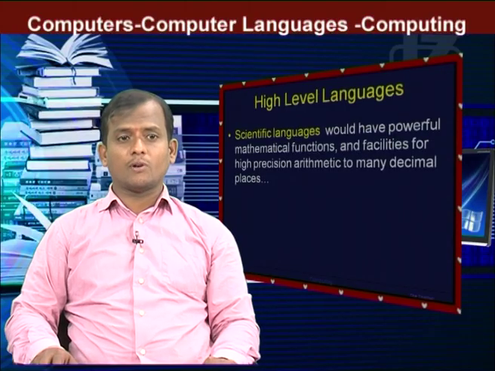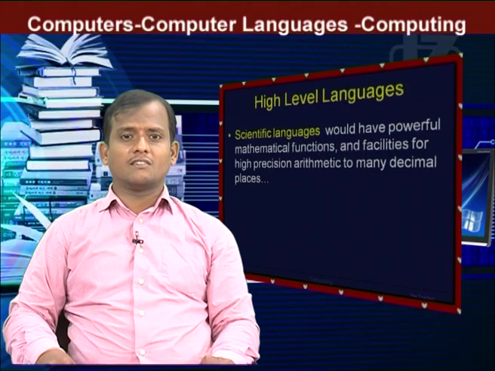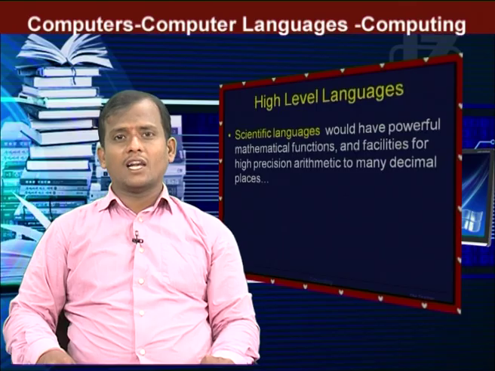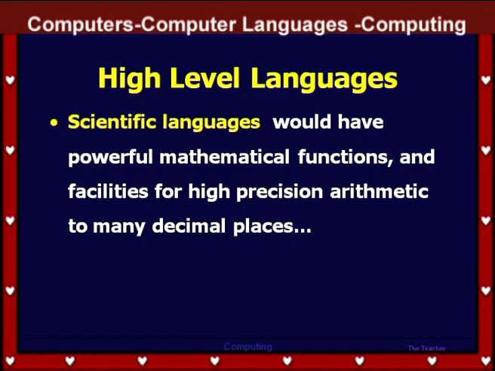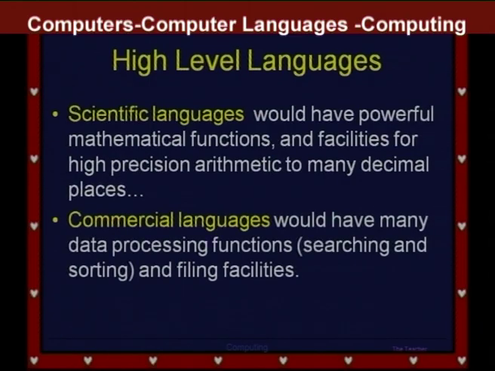Scientific language with powerful mathematical functionality and facilities for arithmetic in the digital space. Again, as I said, a few languages are specific to a few technologies, tasks or areas. For scientific development, or for satellites to communicate with each other, we go for scientific languages. The previous screen showed examples of scientific languages. Similarly, commercial languages have many data processing functionalities. The previous example, COBOL, is one of the commercial languages.